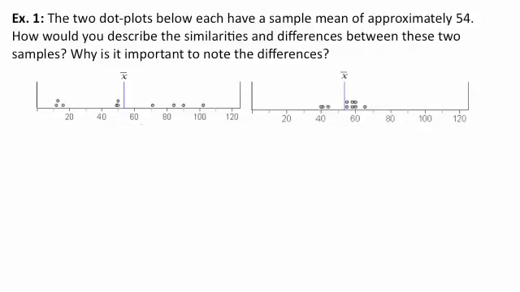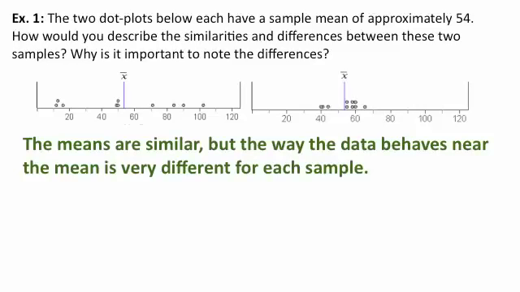So here's an example. These two dot plots below each have a sample mean of about 54. Okay, so how would you describe the similarities and differences between these two samples, and why is it important to note the difference? Well, to begin, the means are similar. Okay, they're about 54. But the way the data behaves near the mean is very different for each sample. As you can see in the dot plot on the left, the data is very spread out. The dot plot on the right, the data is very close and very tight to the mean. Not a lot of dispersion.